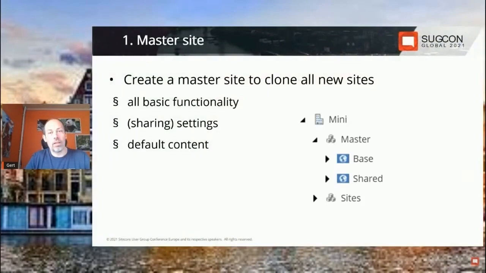First one, really important then, is to create a master site, to clone all the new sites. Our master site is called base, so it's next to our shared site. And this site will contain all our basic functionality, all the settings that we want in our sites regarding sharing and so on, and even some default content. This content can be normal pages, it can also be delegated areas. And then from this base site, we will use SXA site cloning.